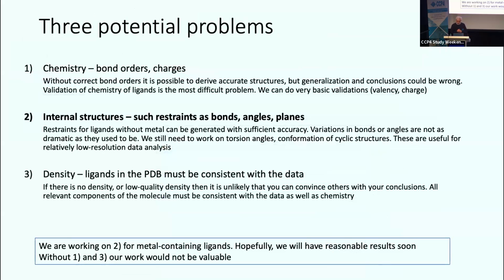So there are three potential problems with dealing with any ligands, especially metal-containing ligands. The first one is chemistry. We have to make sure that the chemistry of the ligand is correct. By chemistry I mean bond orders and charges, which must be correct. If they are not correct, the rest of the programs will derive wrong results. Second, internal structures. If the chemistry is correct, then we can deal with internal structures such as restraints, bonds, angles, planes, and so on. All our efforts are directed to generating internal structures and restraints.